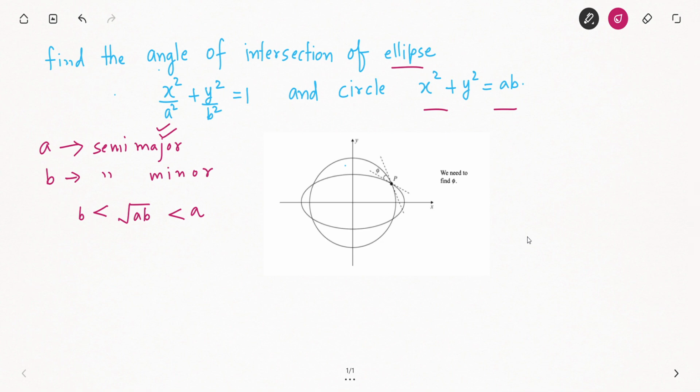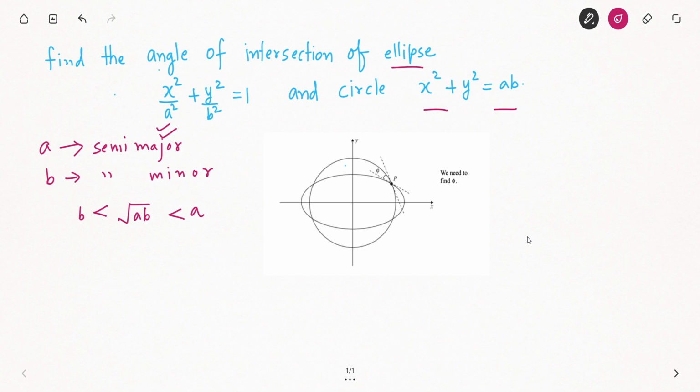Thus, we can infer that the circle will intersect the ellipse in 4 points symmetrically. Now coming to solving this question, how are we going to solve this?